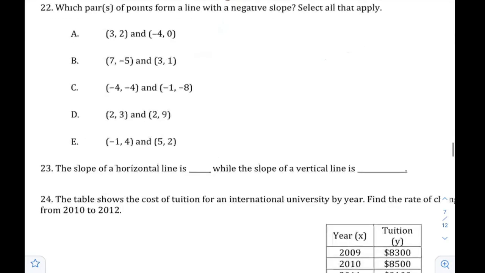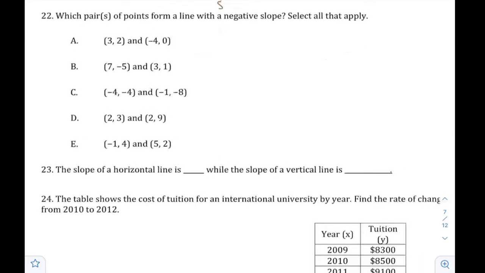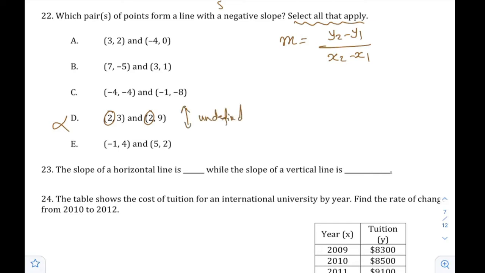Which pairs of points form a line with negative slope? Select all that apply. The slope formula can be used to find the slope between any 2 points, the slope of a line passing through 2 points. So we can apply it, and we can reduce the number of times we repeat this procedure. Here, x is the same. That means this does not have a negative slope. This has the same x. This is a vertical line, so it has undefined slope. So we will not try this one.